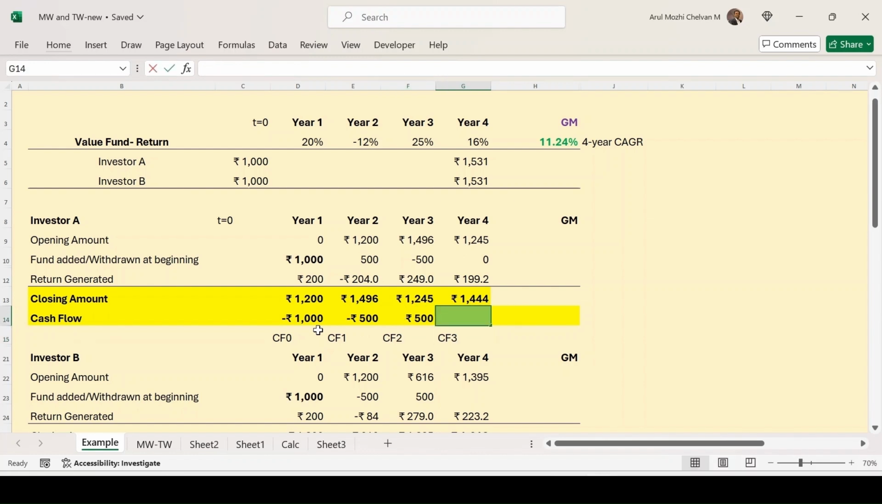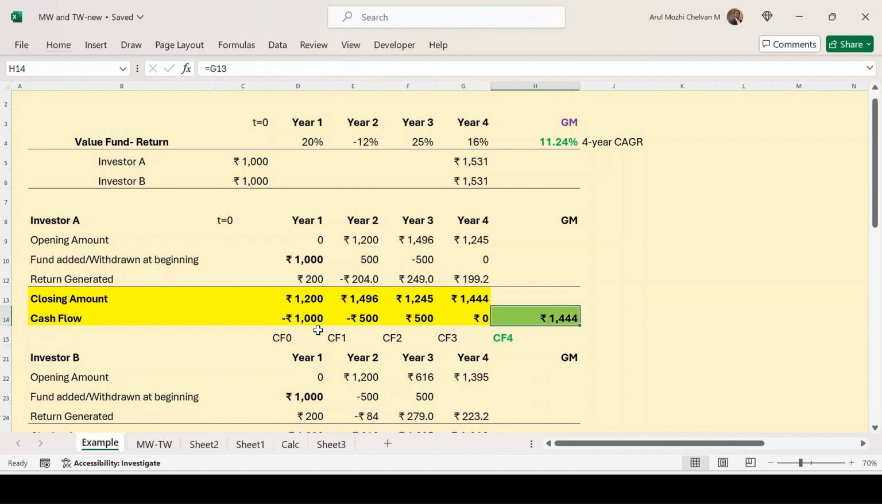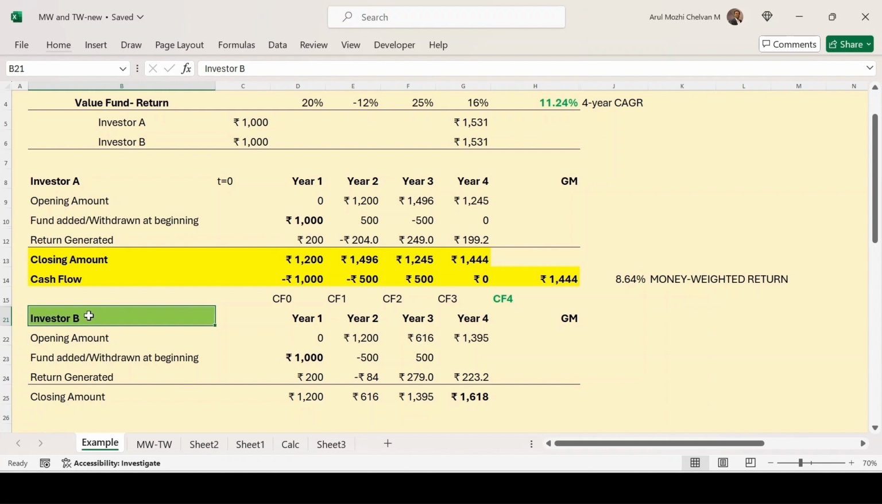Then CF3, there is no transaction. Then finally CF4, all the money will be withdrawn by the investor. So this is the cash flow for the investor. We calculate using the IRR function. Simply put IRR and select all the cash flows. There we go. You get 8.64, which is the money weighted return for investor A. Similarly, we can calculate this for investor B as well, using the calculator and verifying the results with the Excel sheet.